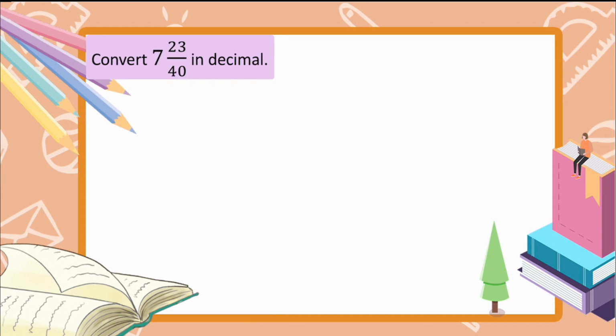Next, let us try to convert a mixed fraction. So we have here 7 and 23 over 40 in decimal. So, gagawin natin siyang decimal. Now, meron tayo ditong whole number na 7. So, this means 7 plus 23 divided by 40. So, ang gagawin muna natin, we have to divide 23 by 40. So, again, si 40 yung nasa labas, si 23 sa loob.